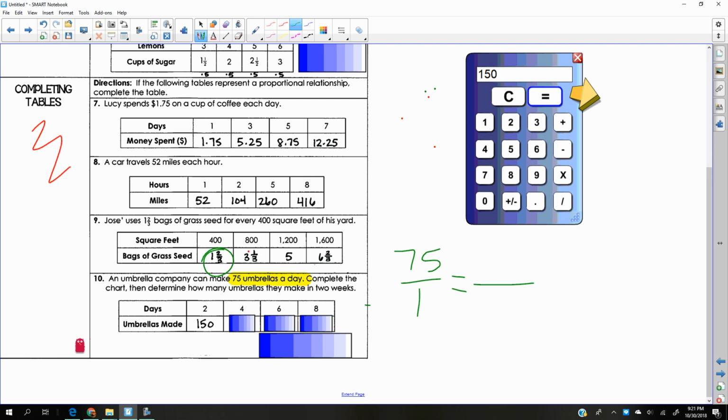Now remember, down here are the number of days, and these are how many umbrellas they made. So these are the umbrellas, and these are the days. So you have to keep the same number as the numerator or the denominator. It really doesn't matter if you did 1/75 or 75 over 1. So here we got 4 days. We're going to put the 4 down here. 75 times 4 equals 300. Whoops, I already gave you the answer.